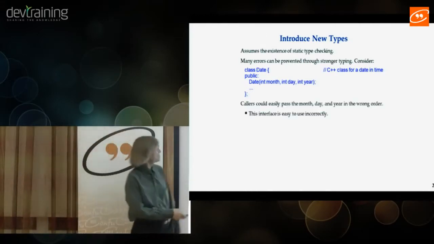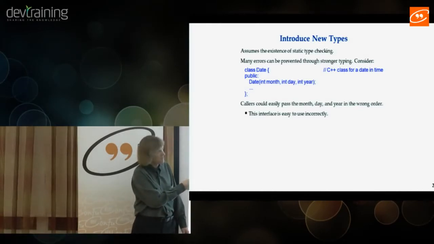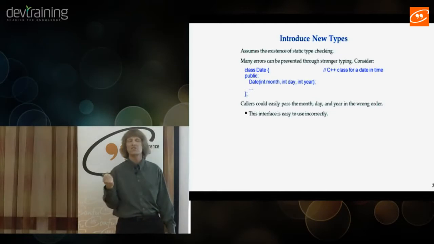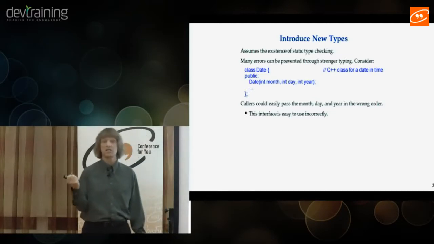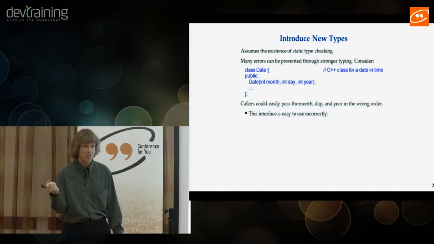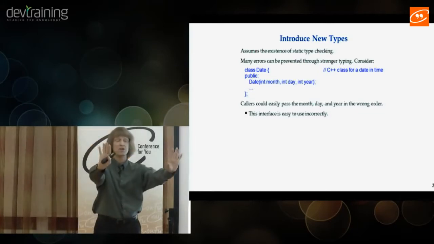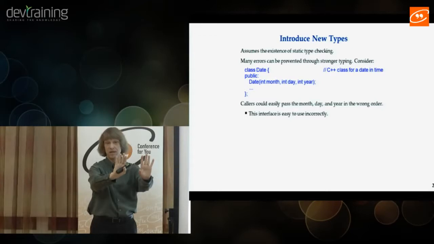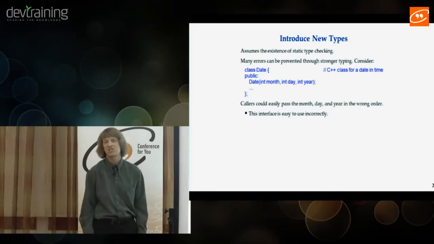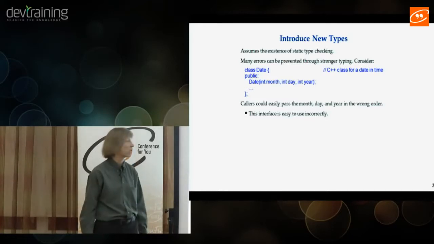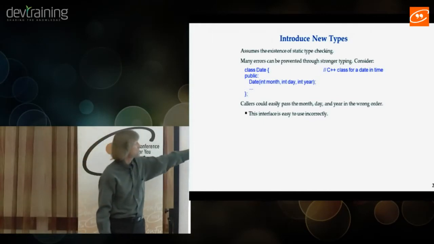The problem here is that somebody could pass in the month, the day, and the year in the wrong order. In fact, there's a general lesson here about API design. Anytime you have an API where there are 2 parameters adjacent to one another, and they have the same type, callers could pass them in the wrong order. So adjacent parameters of the same type, if possible, if practical, is something that should be avoided, because it just eliminates the whole problem of people accidentally putting things in the wrong order. So this is an interface that is easy to use incorrectly.